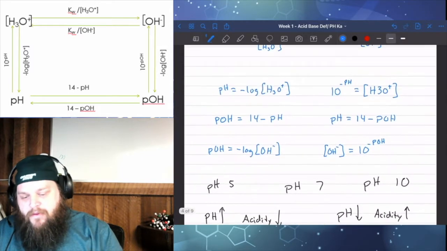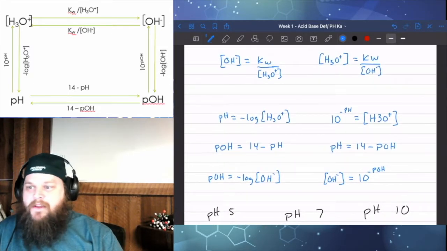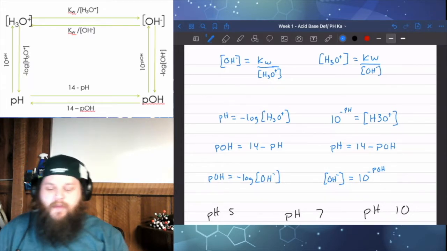But some of these relationships up here on how to convert between all of these things are really going to be the key thing that you're going to use, because a lot of times you'll have concentrations, and you'll have to turn them into bases and other things like that.